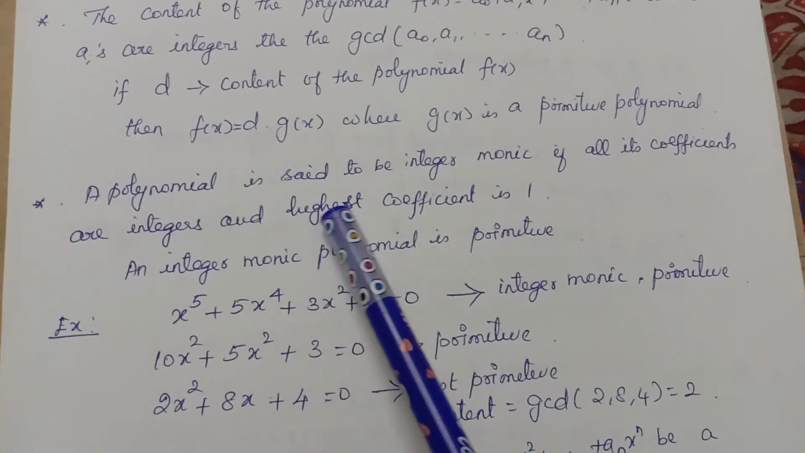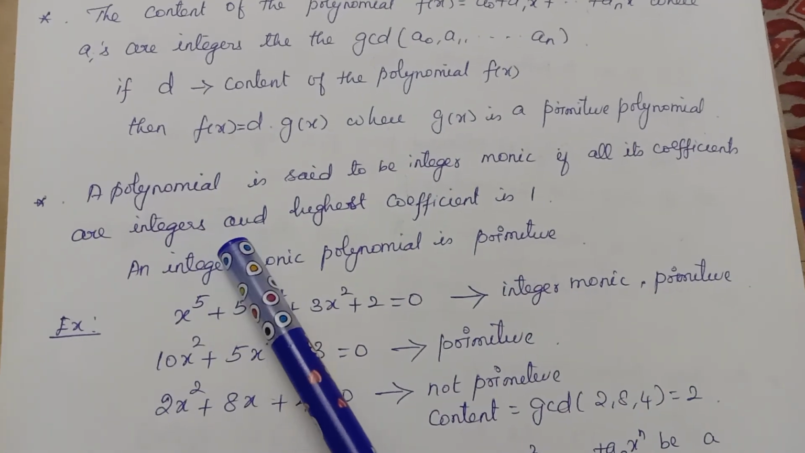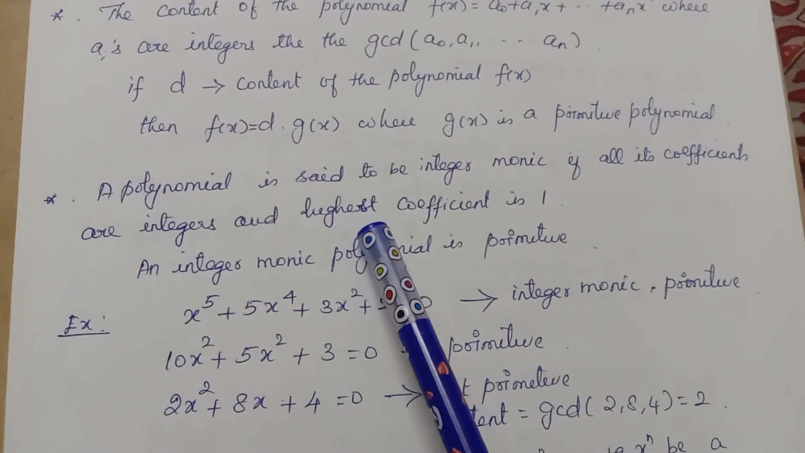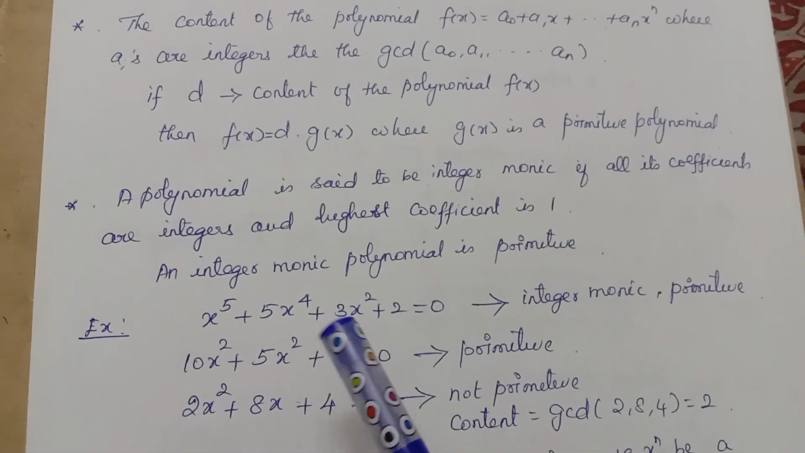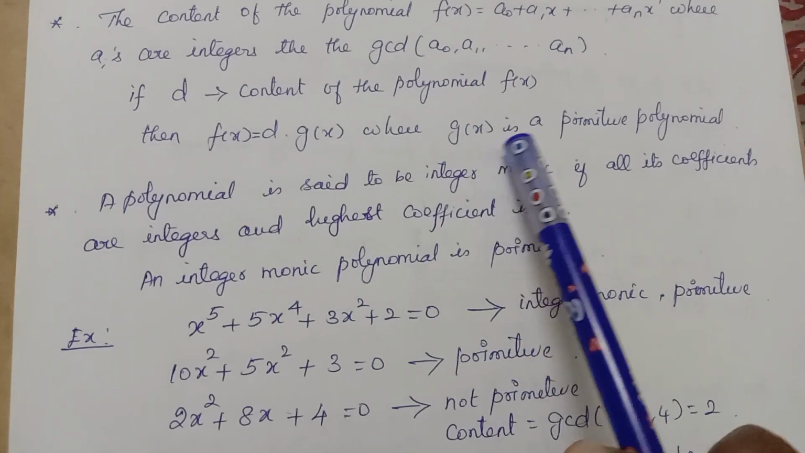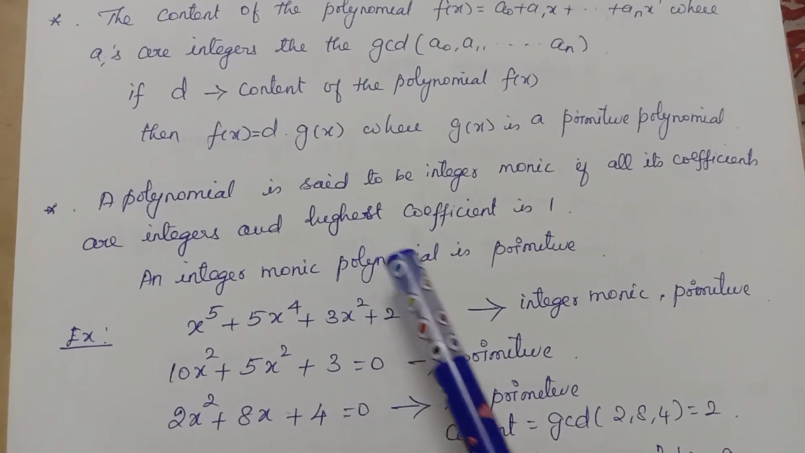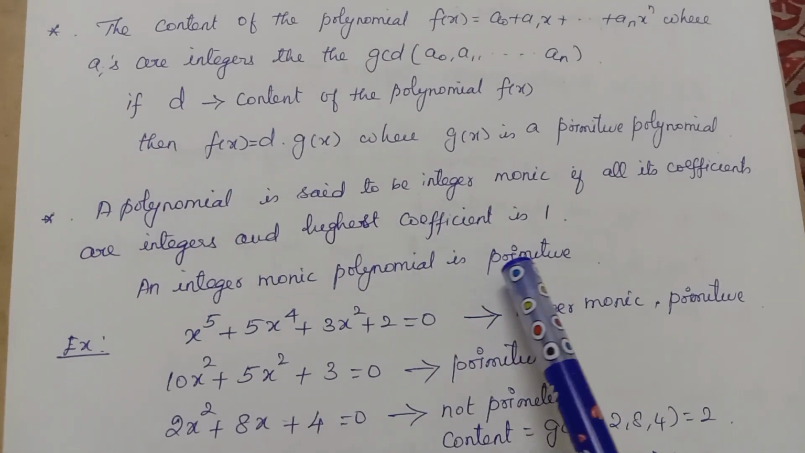Next, a polynomial is said to be integer monic if all its coefficients are integers and the highest coefficient is 1. Here highest coefficient means the coefficient of the highest degree, right? So when will you say a polynomial is monic? When the coefficient of the highest degree is equal to 1, right? All integer monic polynomials are primitive.